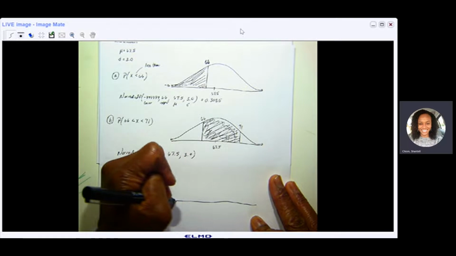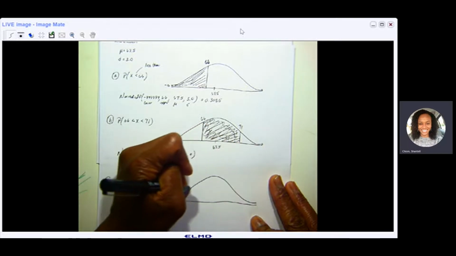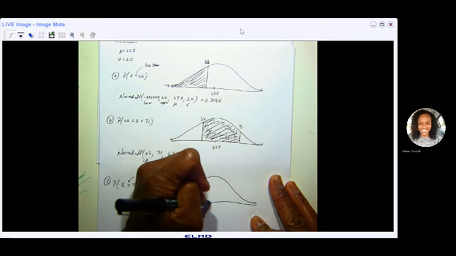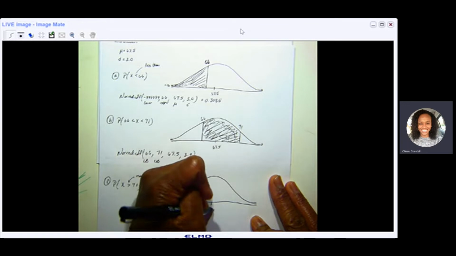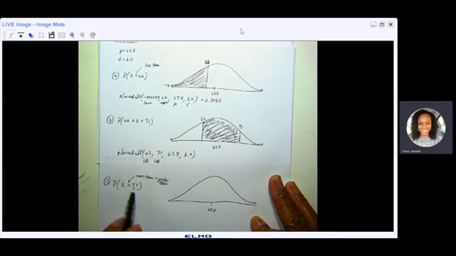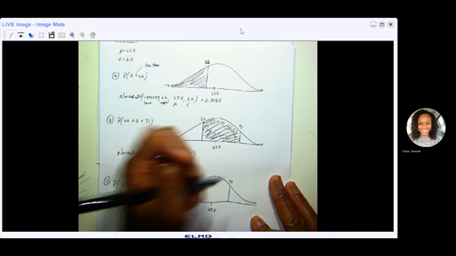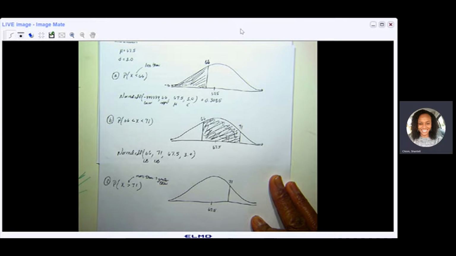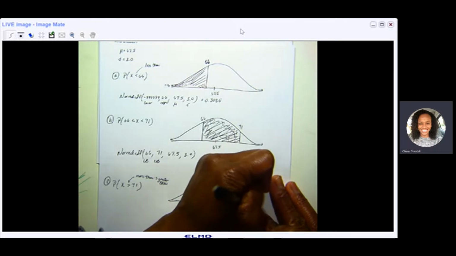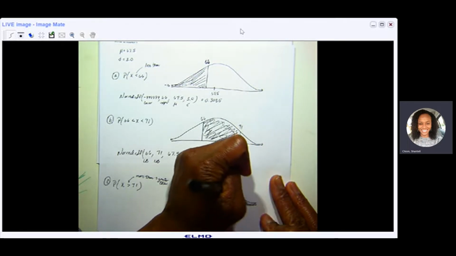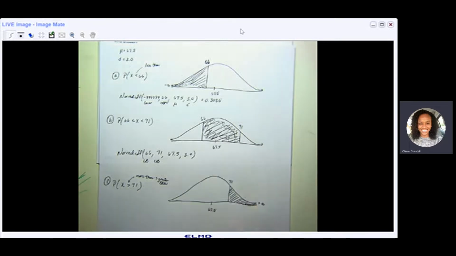Okay, so if you had your picture for this one as well, your mean at the middle, 71 is bigger than 67. And then you want the probability that X is greater than that. So that means you're shading the right tail this time towards positive infinity.